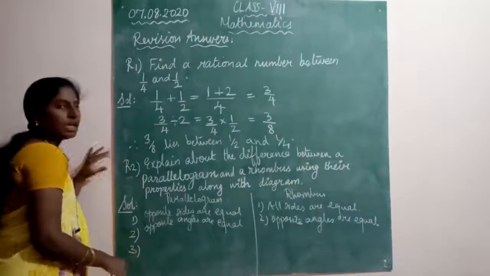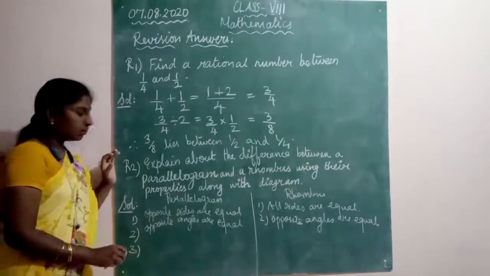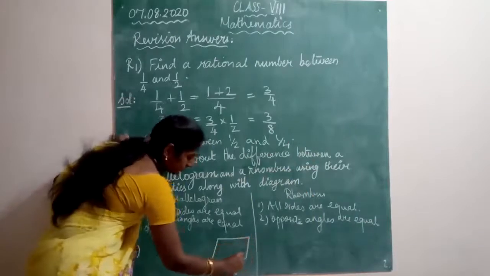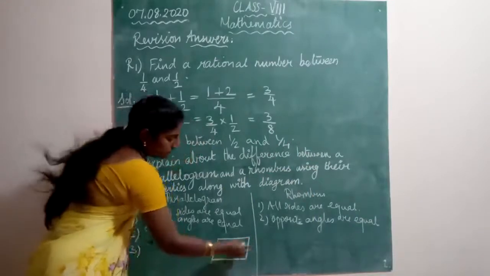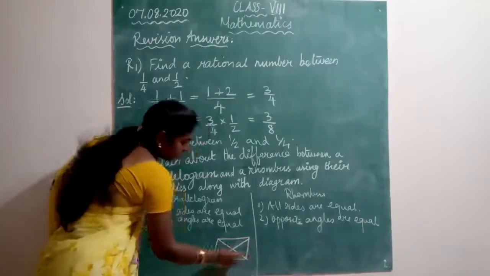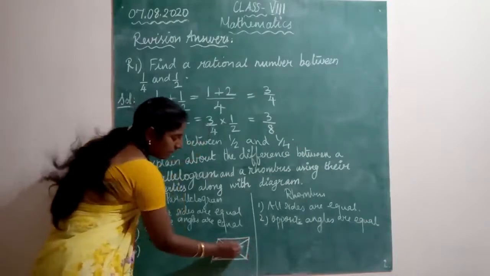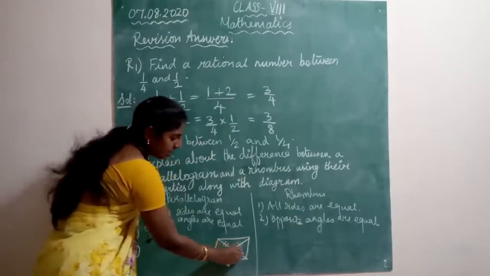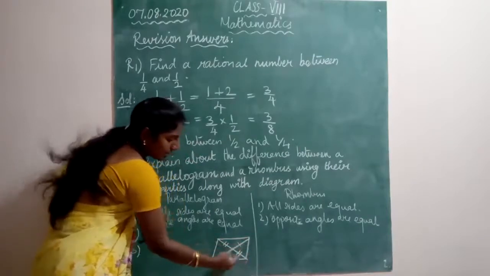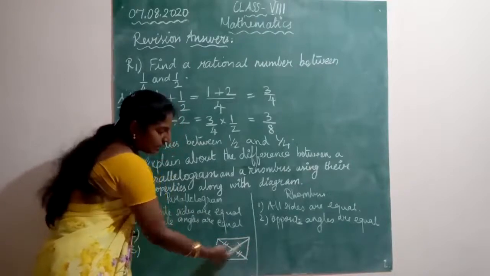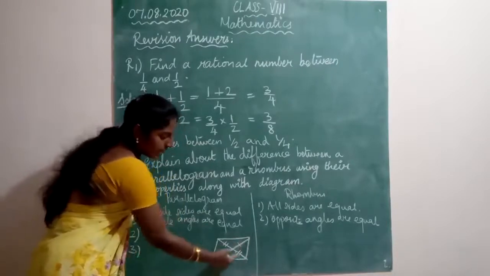Then the third one: diagonals of a parallelogram. You all know this is a parallelogram, right? So here we have the diagonals like this, and diagonals of a parallelogram bisect each other. What do you mean by bisect? Bisect means they cut each other equally. So this diagonal cuts the other diagonal equally into two parts, and that diagonal cuts this one equally into two parts.